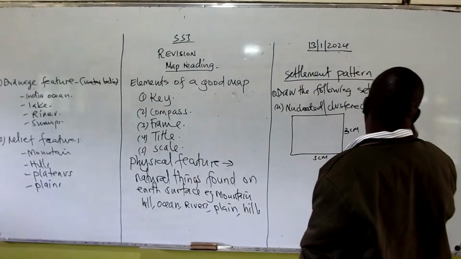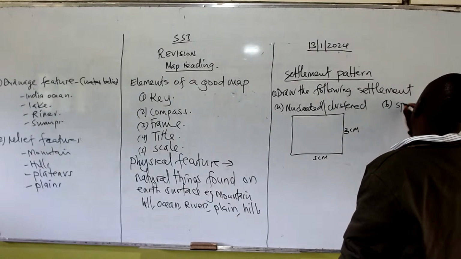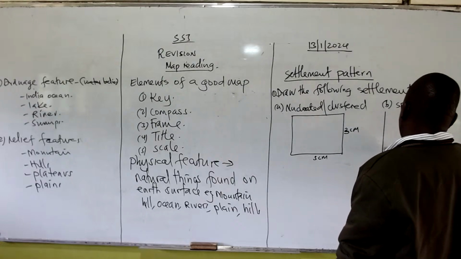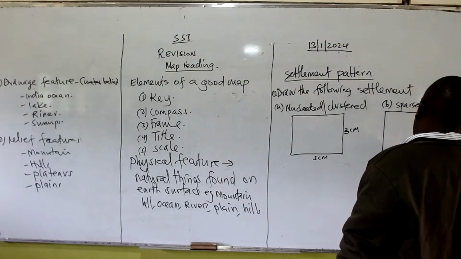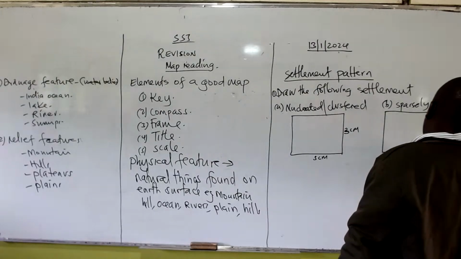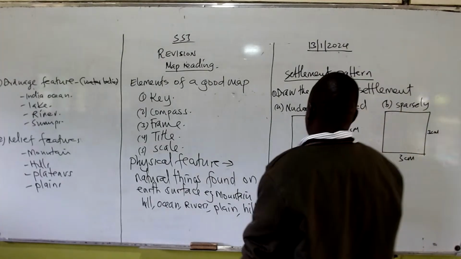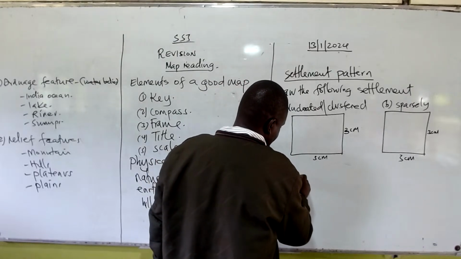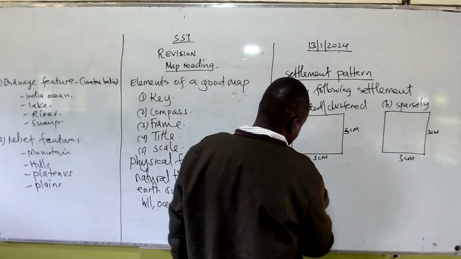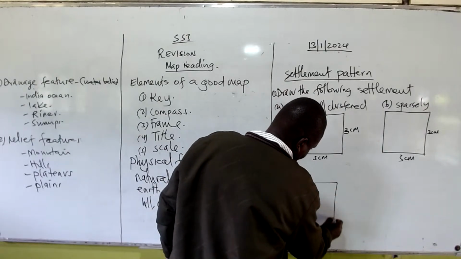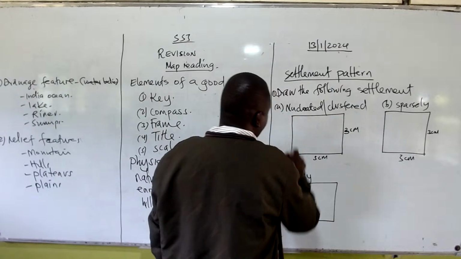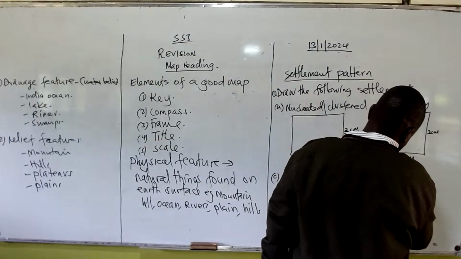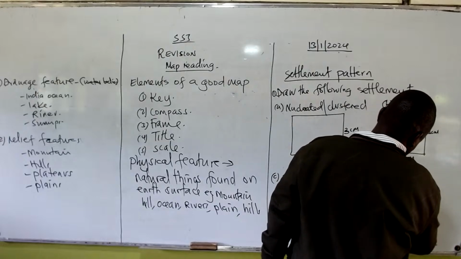B. Sparsely settlement pattern. Again the same measurement, 3 centimeters. C. You have dense settlement. Again the same. So we have nucleated, clustered, and the fourth we have linear settlement pattern.